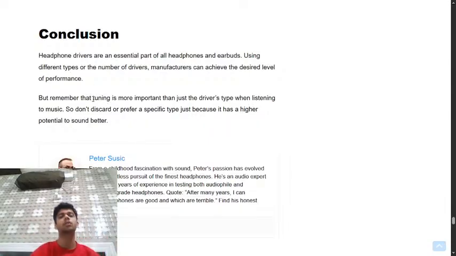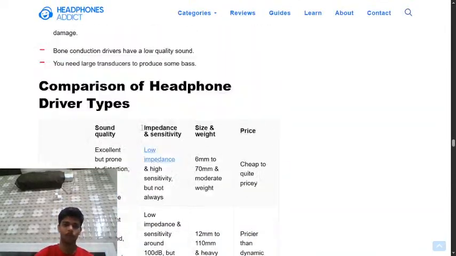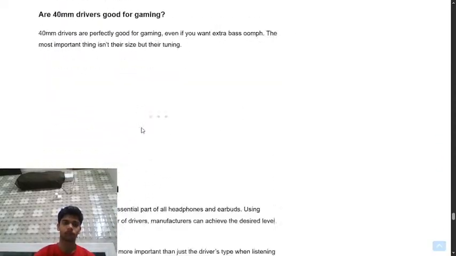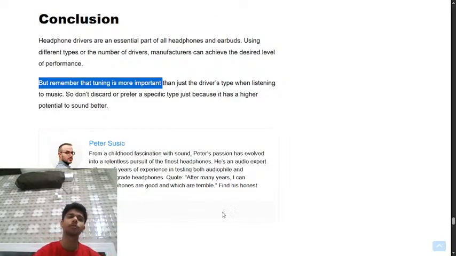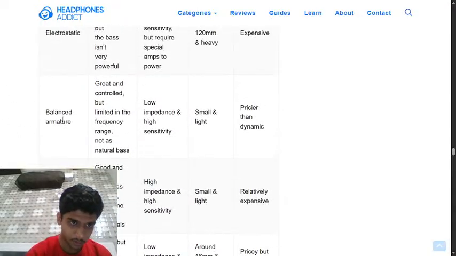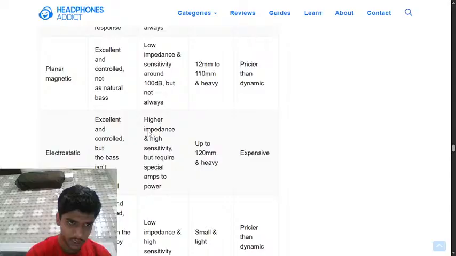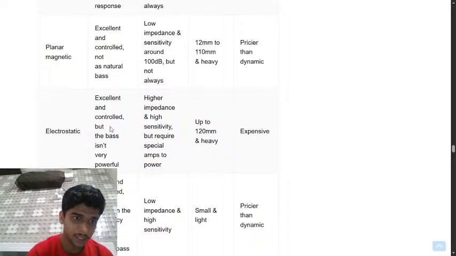Tuning is more important than driver type. Remember, tuning is more important than any driver, and the drivers best for music producers are balanced armature, electrostatic, and dynamic. Start from dynamic, go to balanced armature, and then electrostatic.